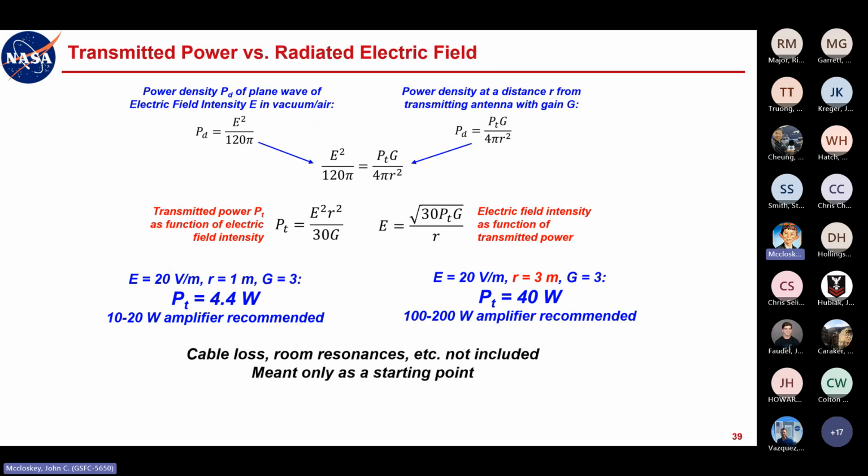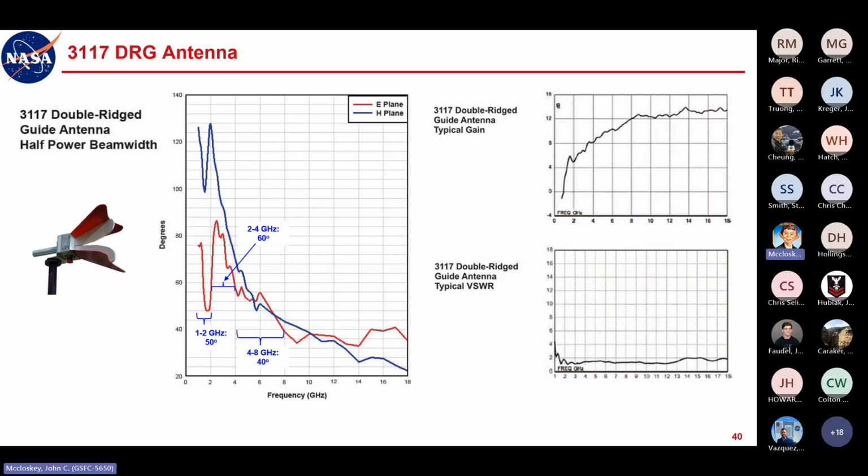Right now, this is not considering cable losses, room resonances, and so forth. This is meant only as a starting point. But I think this is a very simple pair of equations to use to at least give you a starting point of how much power you're looking at to get a given electric field level. And then you can add in your cable losses and room resonances and stuff like that to know how much overhead you need. So we walk through this example.